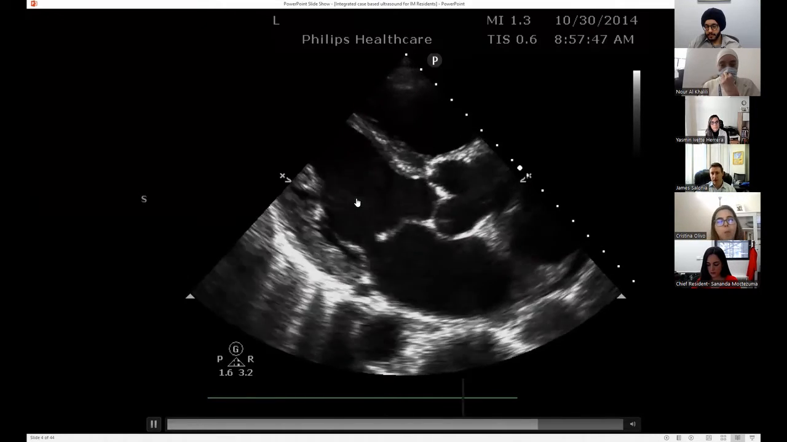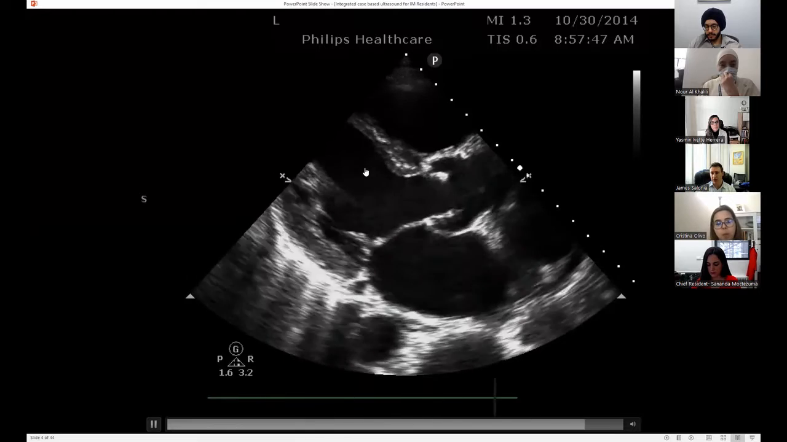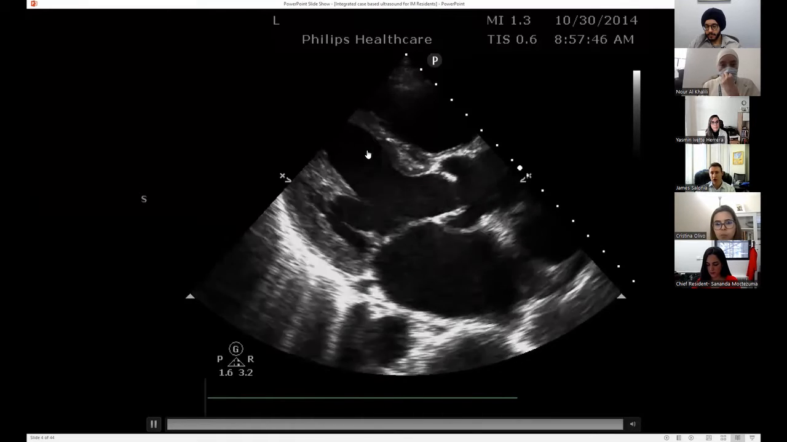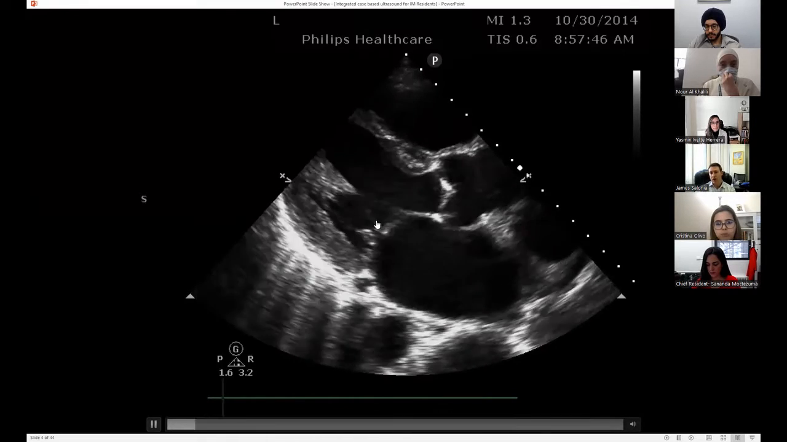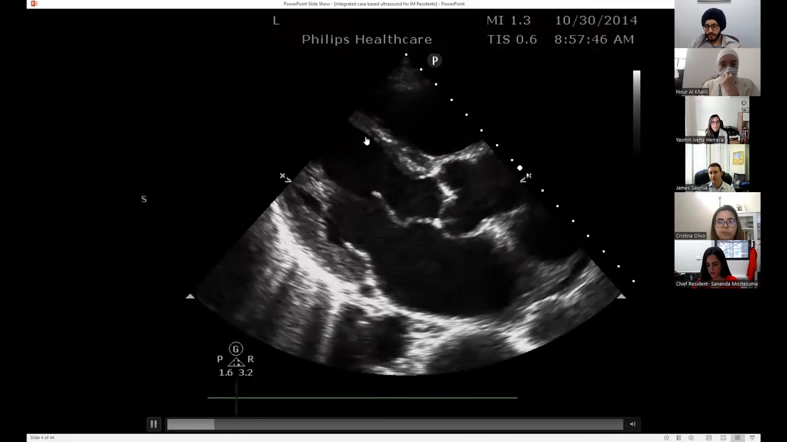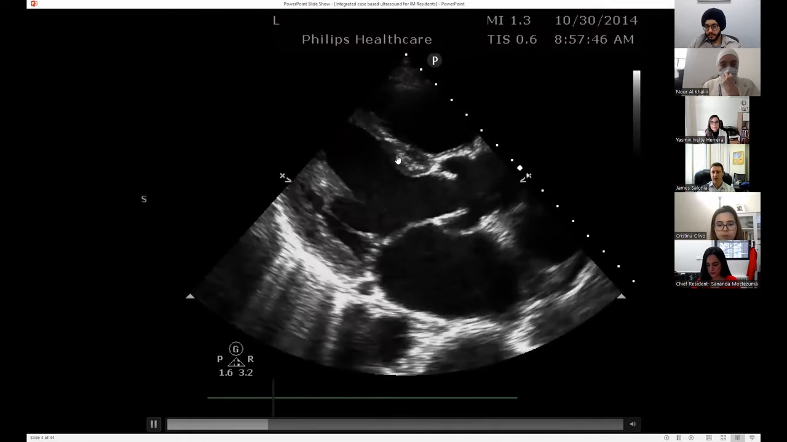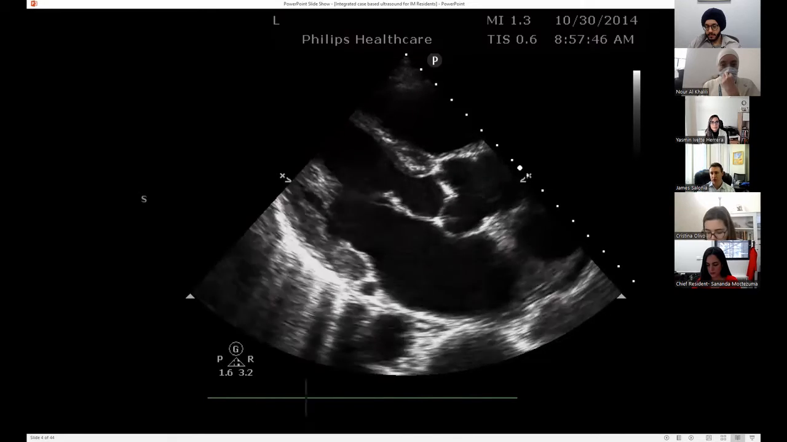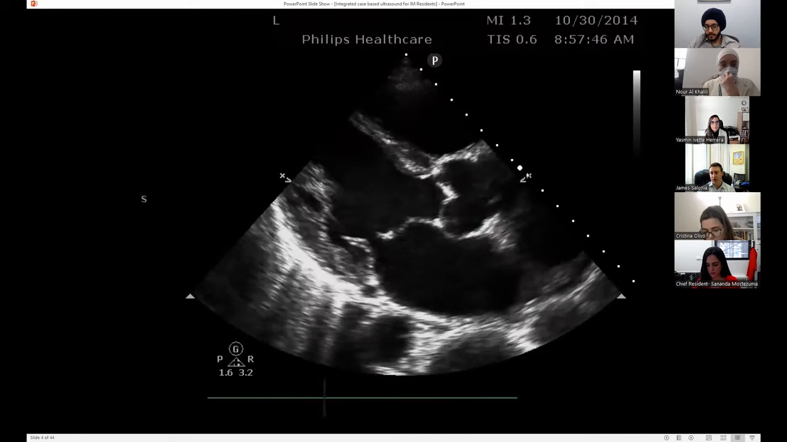So definitely there is some hypokinesis to the left ventricle, right? So depressed left ventricle. In this view, we can look at the anterior leaflet of the mitral valve and see how close it comes to the septum. We like to say 1 centimeter, some books say 8 millimeters. That's the E-point septal separation.